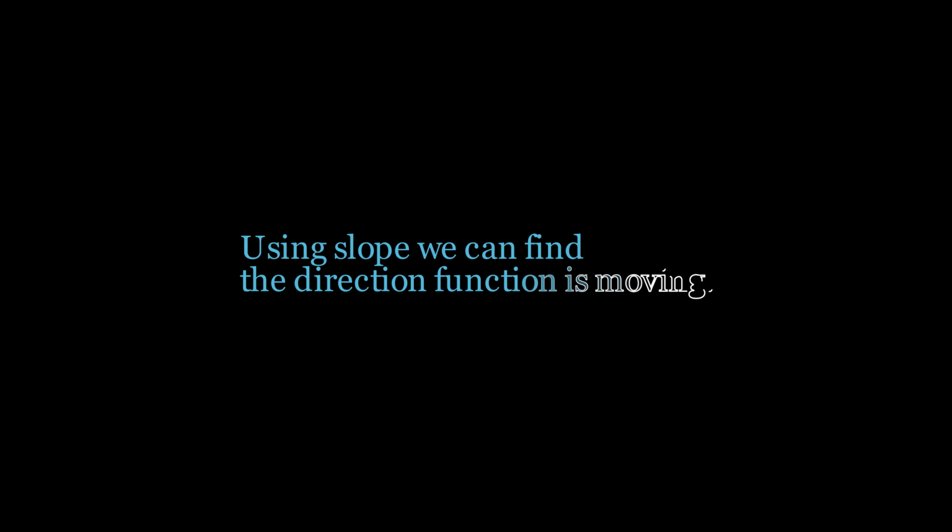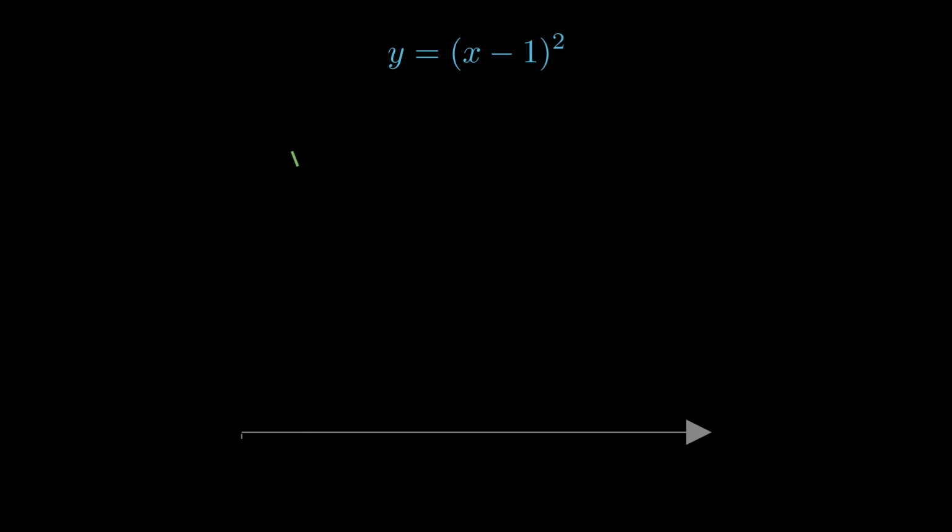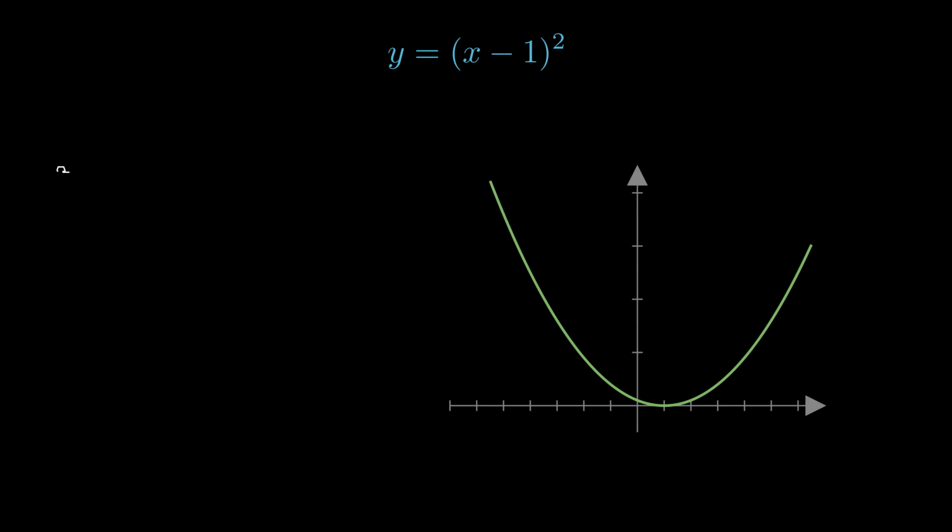Don't stop. There is a critical second insight that the slope provides. The slope will tell us the direction the function is moving. Example: at x equals 5, the slope is plus 8. A positive slope indicates that the function is increasing. As x increases, y also increases. The curve is moving in an upward direction.